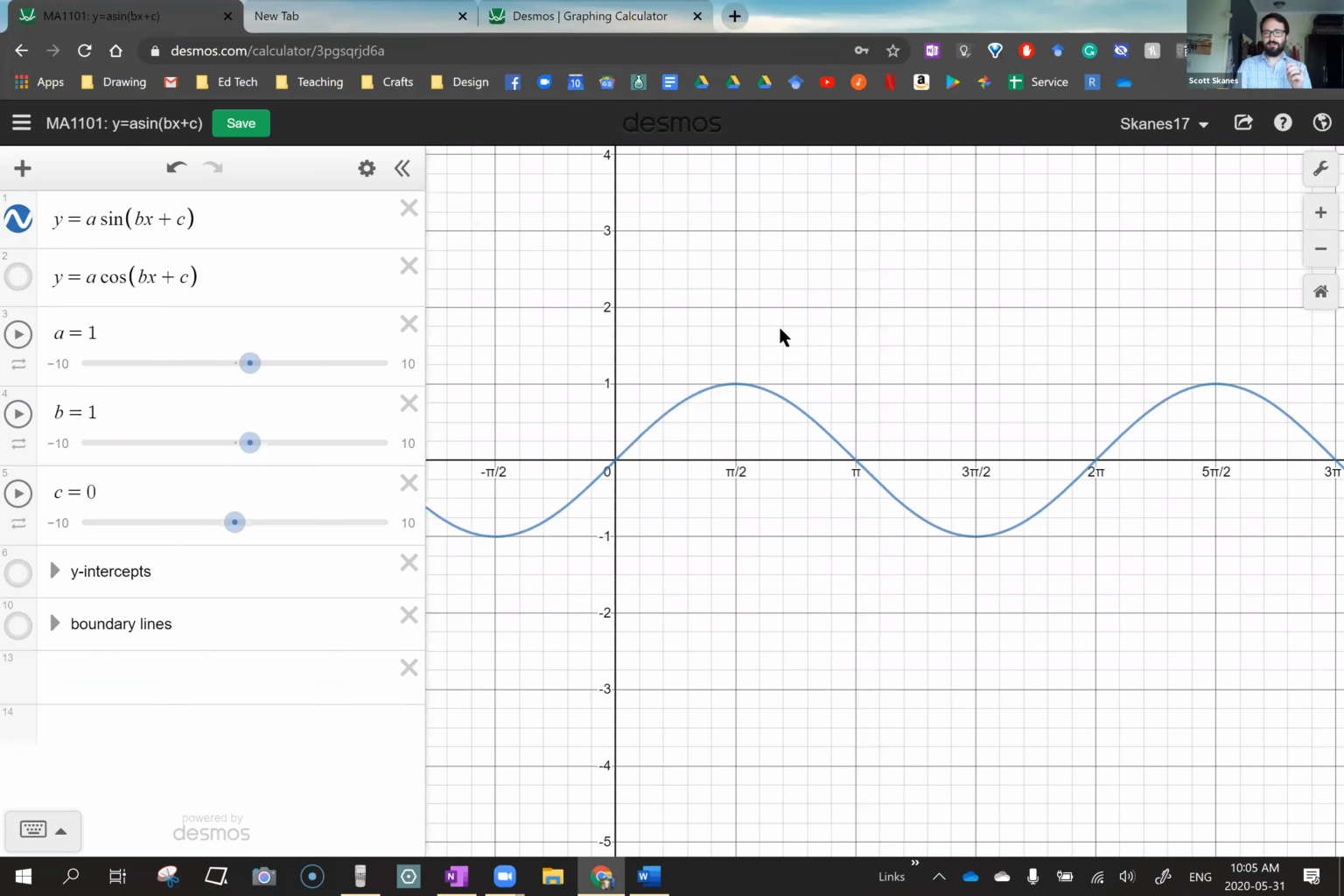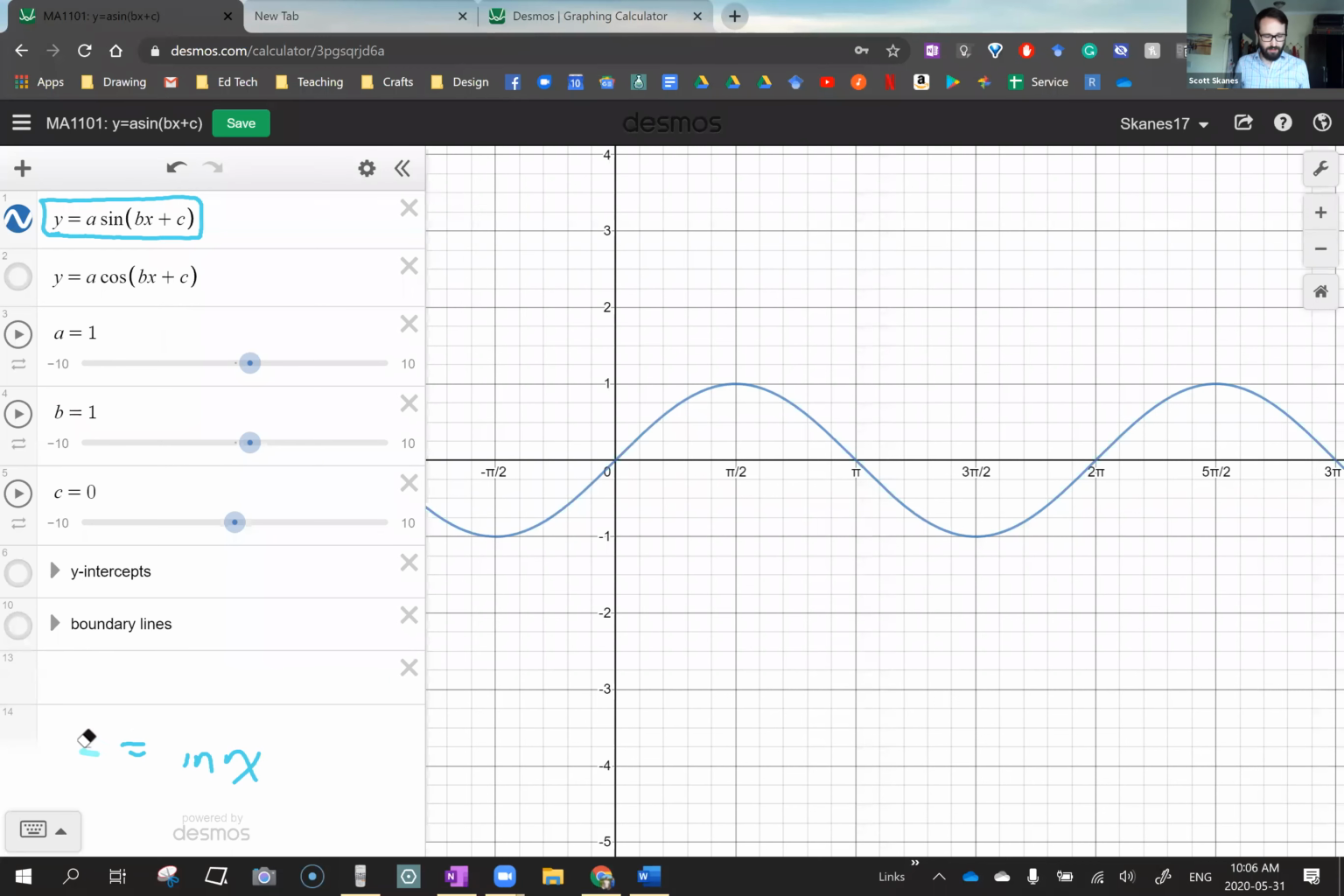So in this case, just follow me closely here. In this particular example, you'll see I have my standard form, and I have my A, B, and C values. A is 1, B is 1, and C is 0. So really what that means is I have y equals sine x, because there's a 1 in front. This is just our basic sine x curve, okay?